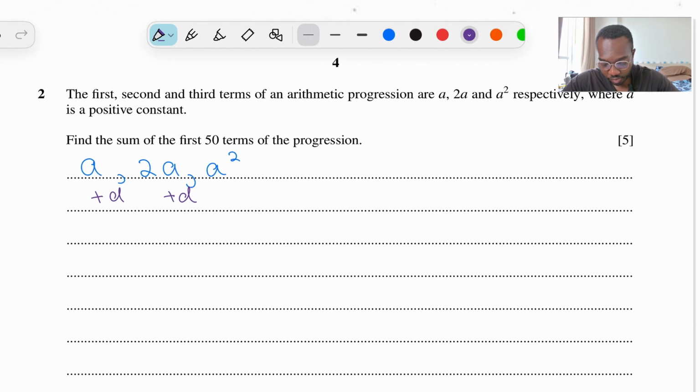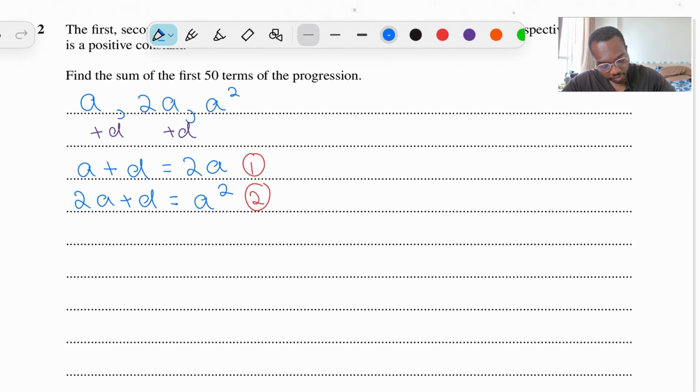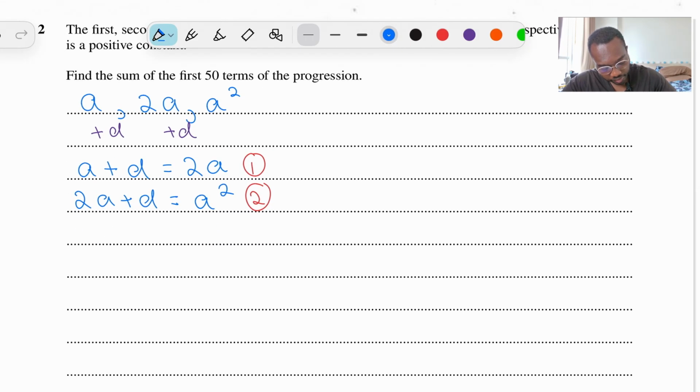If we try and write an expression now for this, well, that means that a plus d must equal 2a. We also know that 2a plus d must equal a squared, okay? So if we want to get an expression for this, well, what can we do here? If we label this equation 1 and equation 2, with equation 1, if we move the a to the side, then we get d is just equal to a, okay? Because we get d is equal to 2a minus a. So now we have d is equal to a.